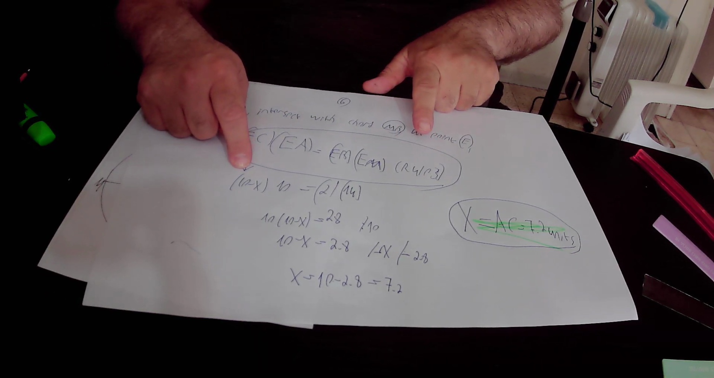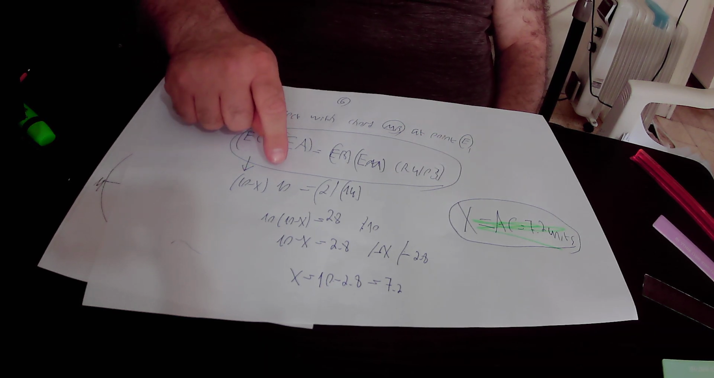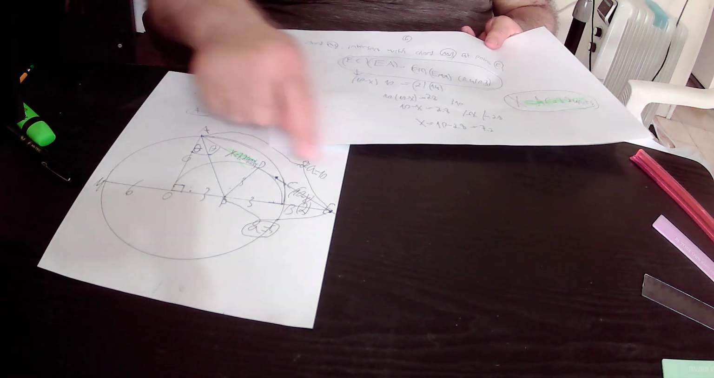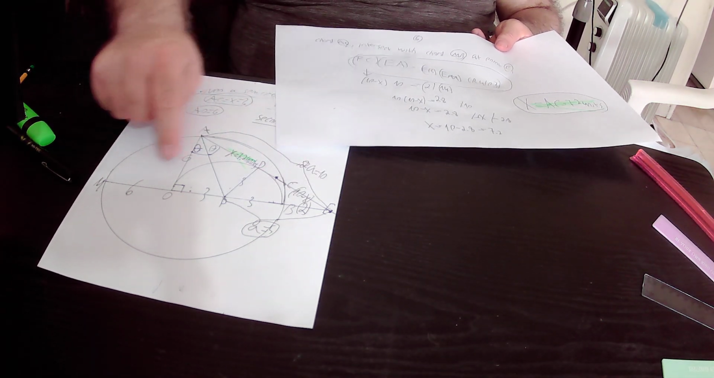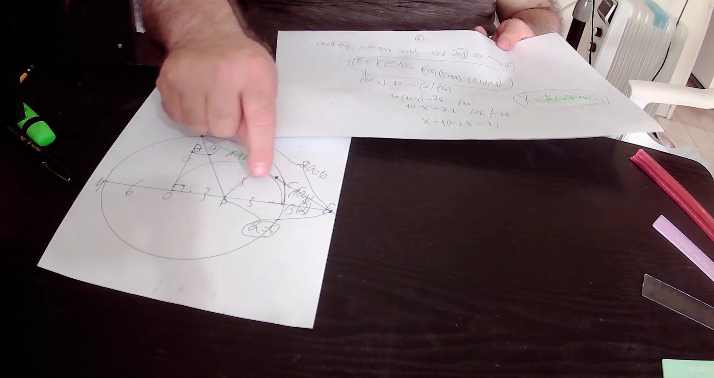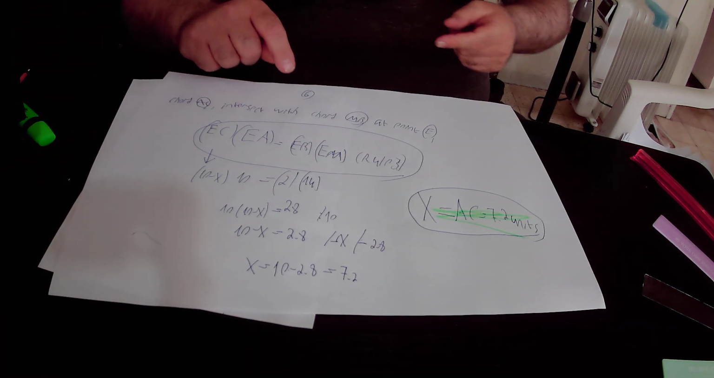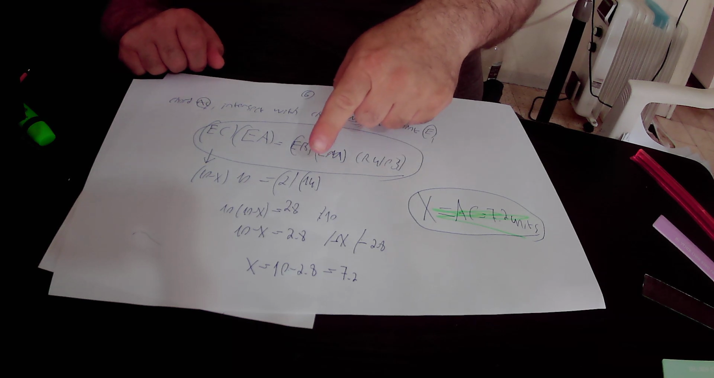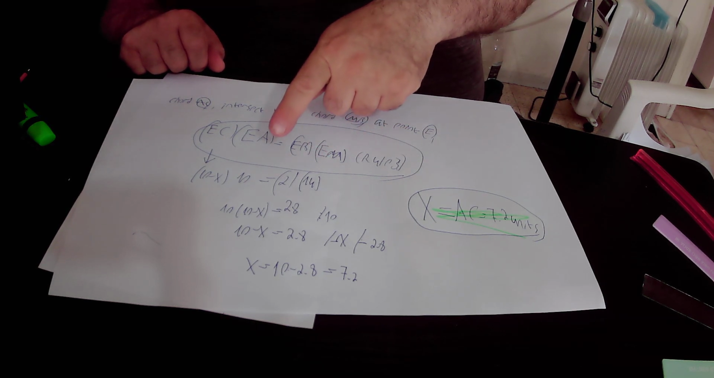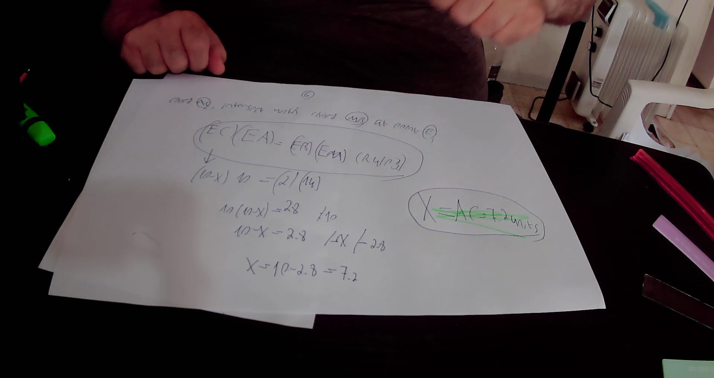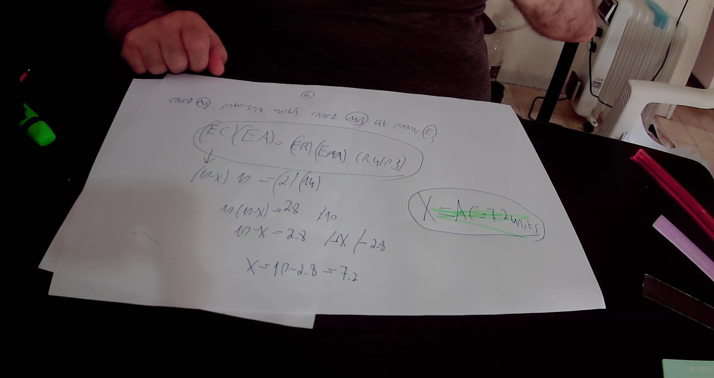EC equals 10 minus X. EA equals 10. EB equals 2, and EM equals 6 plus 6, this is 12, and 12 plus 2 is 14. So in total, EM equals 14. So here 2 times 14 is 28, and 28 equals 10 minus X times 10. We divided this equation by 10 and found that 10 minus X equals 28 over 10, which is 2.8.